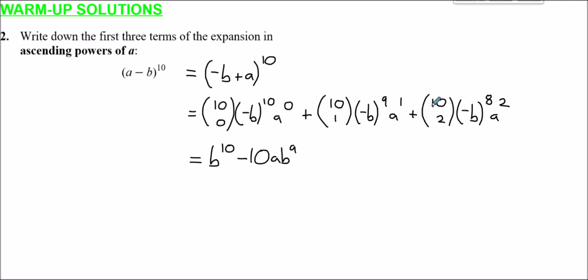And then here, we've got 10 choose 2, which is positive 45, because now we've got an even power of a negative b. So 10 choose 2 is 45, a squared, b to the power 8. And so we can underline this because that's our final answer now.